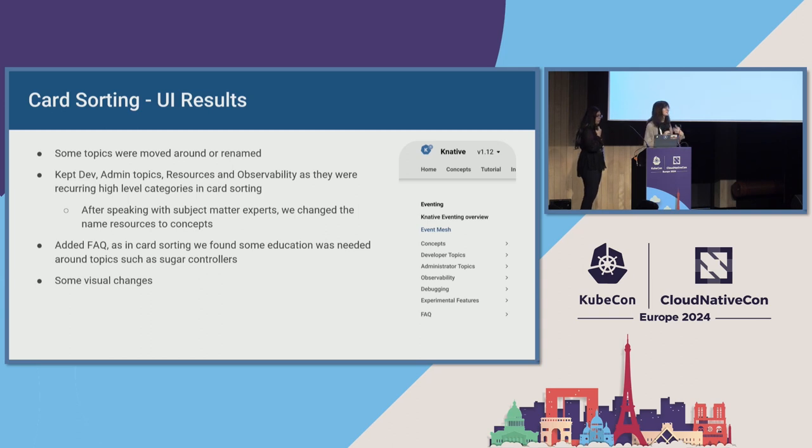And what were the final results for what changes we made to the actual interface? To make a long story short, we renamed some topics. We moved other topics around. For example, we moved up the resources and the developer topics and administrator topics because we found those were relevant. We made some visual changes. And because of the sugar controller, we thought to add frequently asked questions in order to fill in that kind of educational gap that we found.